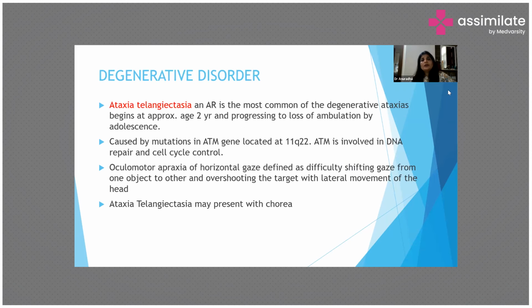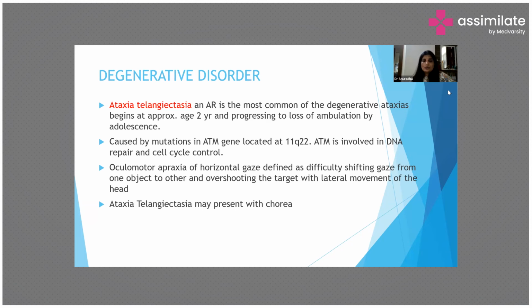Among degenerative disorders, ataxia telangiectasia is also an important cause. It's a neurocutaneous syndrome, again autosomal recessive, presenting at the age of 2 years, with progressive loss of coordination, movements, and ambulation by adolescence. There is a mutation in the ATM gene on the long arm of chromosome 11, 11q22. ATM is involved in DNA repair and cell cycle control.